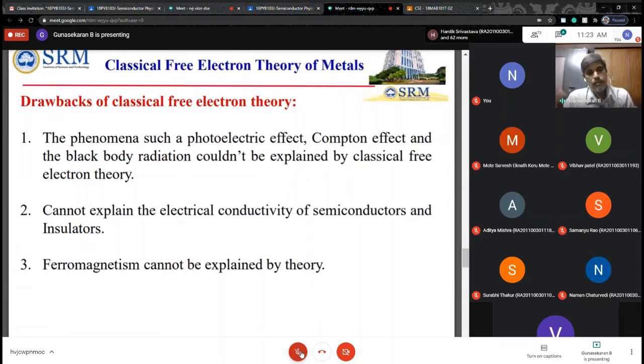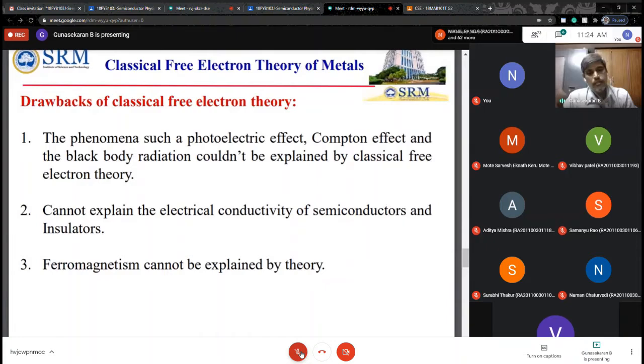Now the second major drawback is that it cannot explain the electrical conductivity of semiconductors and insulators. Ohm's law is explained successfully, and the electrical and thermal conductivity of metals is explained by this theory. But for semiconductors and insulators, this theory does not suitably explain the electrical and thermal conductivity. That is one of the major drawbacks. And ferromagnetism is entirely different, it is a domain theory, so that is also not explained by classical mechanics.